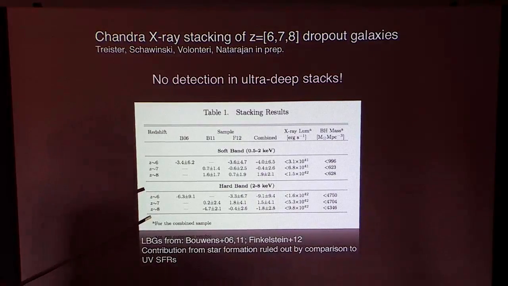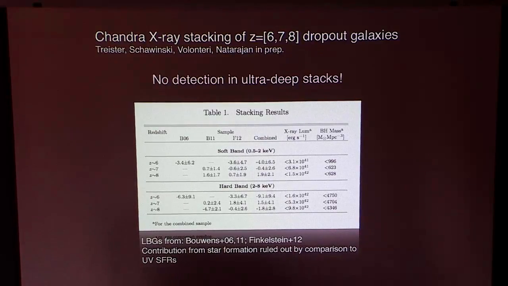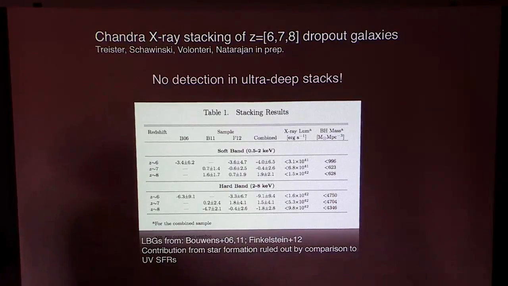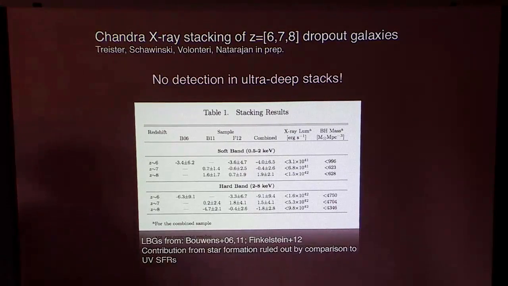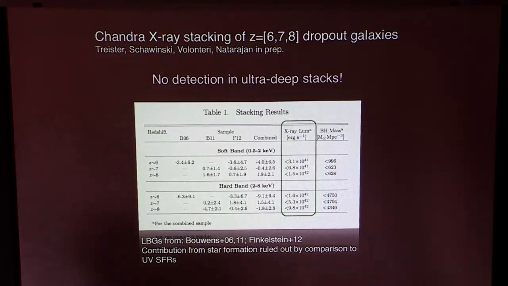And so the redshift 6 sample is now large enough, compiling Bowens et al., Finkelstein et al., various people's compilations now from CANDELS. You have an effective exposure time with Chandra on the redshift 6 Lyman break galaxies of something like 20 years. So this is a really, really deep observation. And what we find is interesting. We don't see anything. We get upper limits in X-ray luminosity.